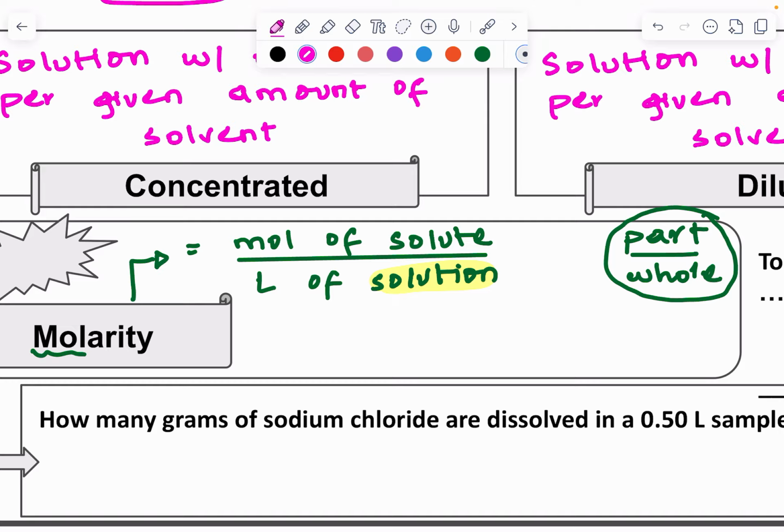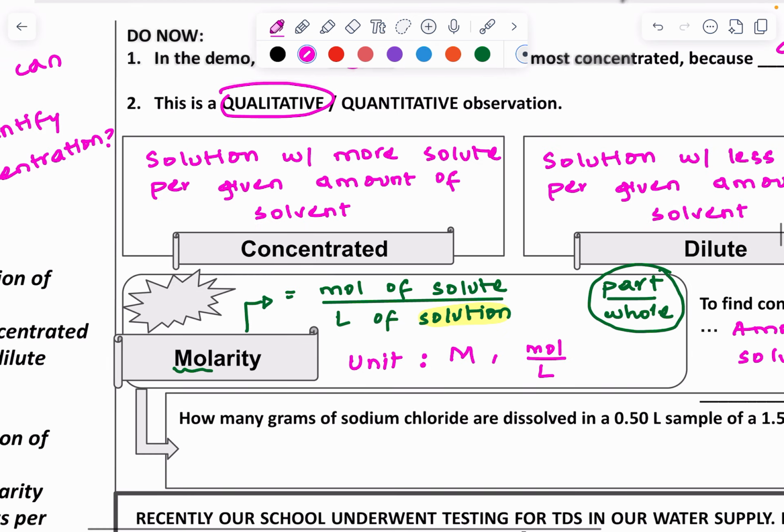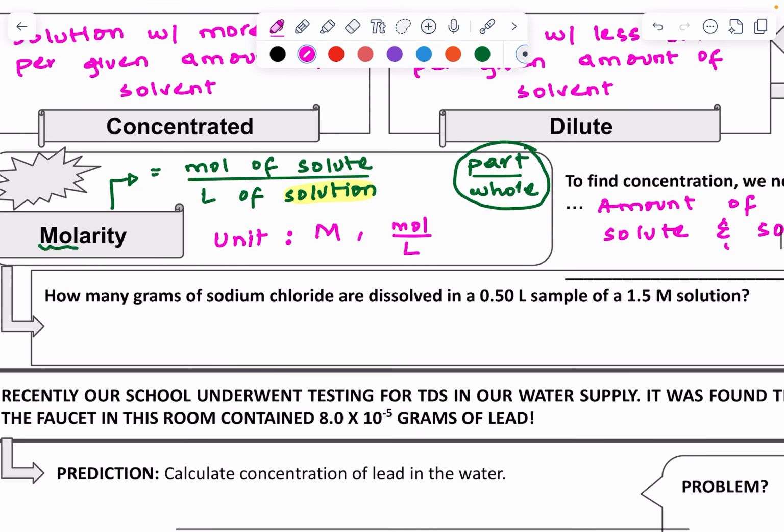In terms of the units, we normally just use an uppercase M as the unit for molarity, but sometimes you might also see moles over liters written as the unit, which makes sense because we are dividing the moles of solute by the liters of the solution. So let's take a moment to do this math. You have a sodium chloride solution and you are asked how many grams of sodium chloride are dissolved in a 0.5 liter sample of a 1.5 molar solution. So one moment.